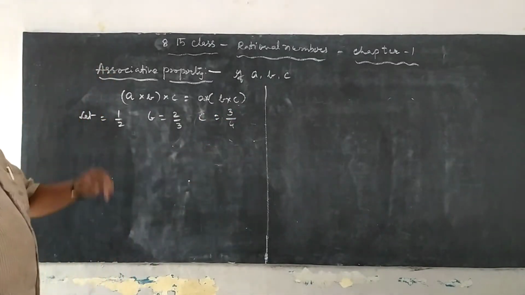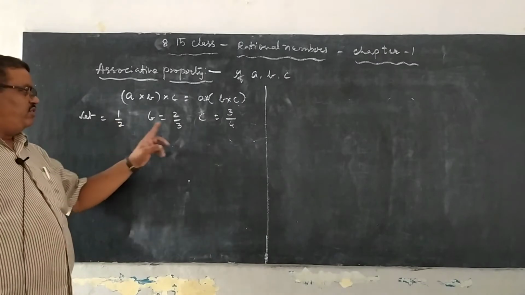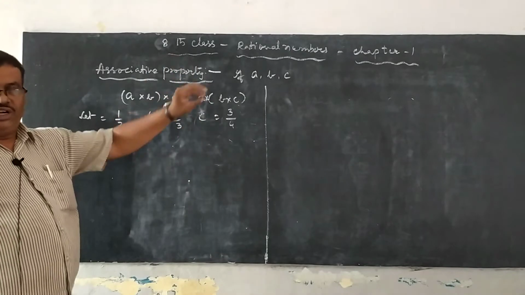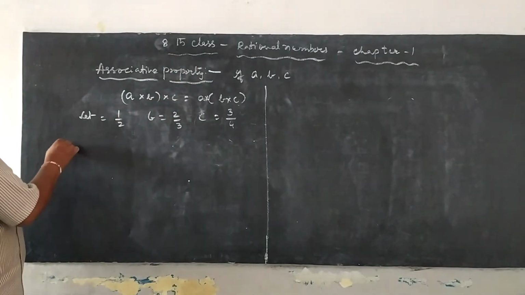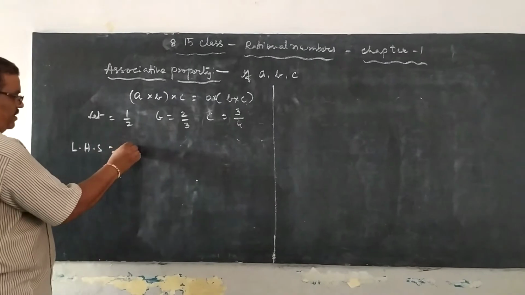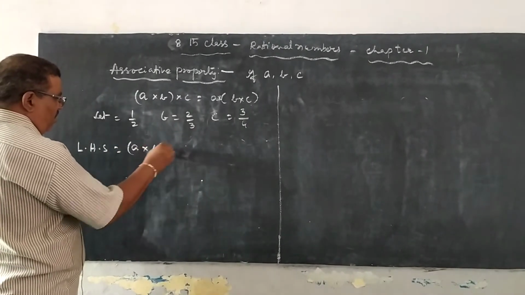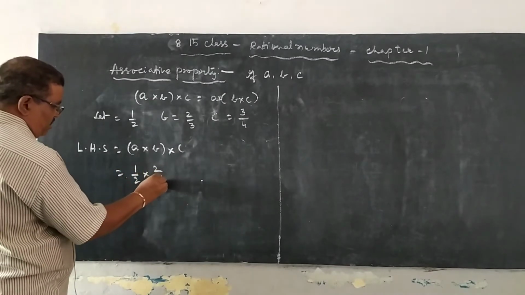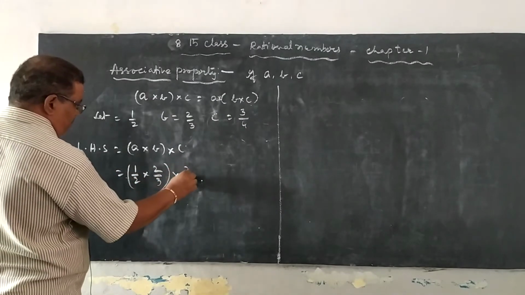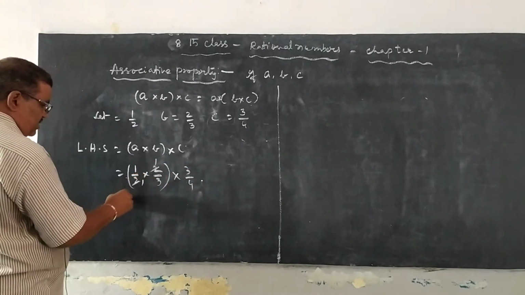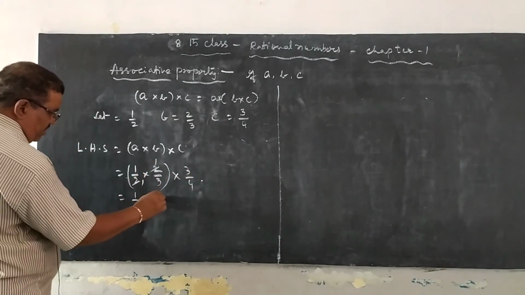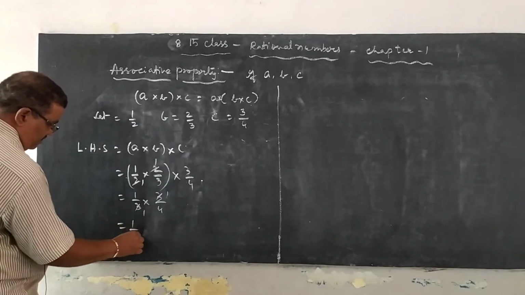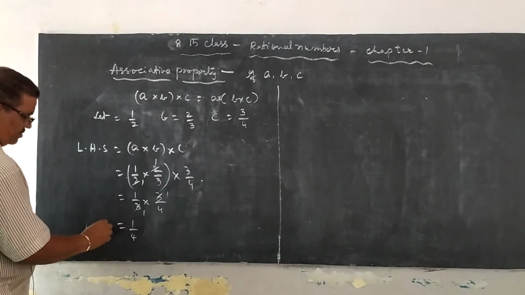These are three rationals. Check whether these three rationals satisfy this property or not. Let us take the LHS, A into B, into C: 1 by 2 into 2 by 3, into 3 by 4. The 2s cancel, 1 by 3 into 3 by 4. The 3s cancel, you get 1 by 4. So LHS is 1 by 4.